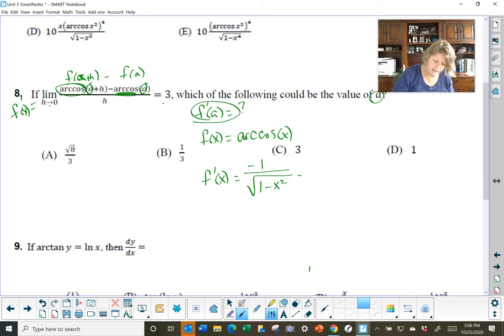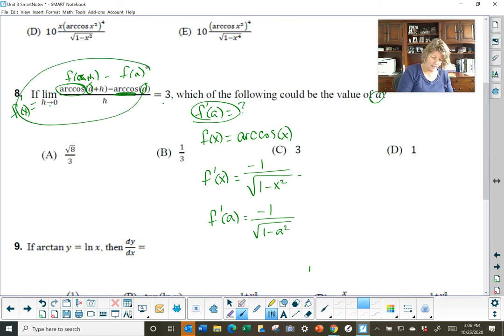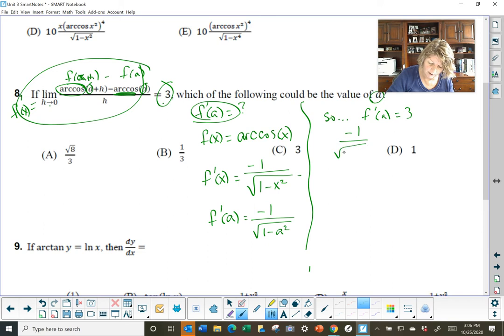Now to finish this, I'm going to have f prime of a. F prime of a turns out to be negative 1 over square root 1 minus a squared. All of that is supposed to equal 3. So they wanted f prime of a equal to 3. So we're going to take our f prime of a, which is negative 1 over square root 1 minus a squared, set it equal to 3. Let's multiply up by that. So that gives me negative 1 equals 3 square root 1 minus a squared.